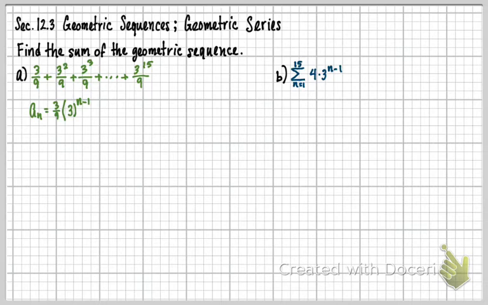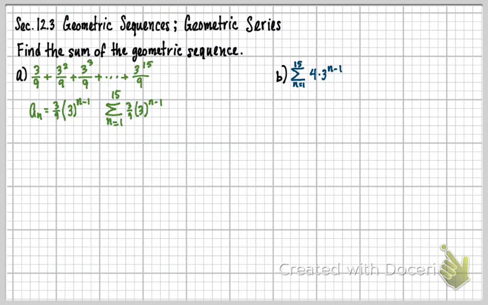So the series then is going to be the sum from n equals 1 to 15 of 3/9 times 3 to the n minus 1.